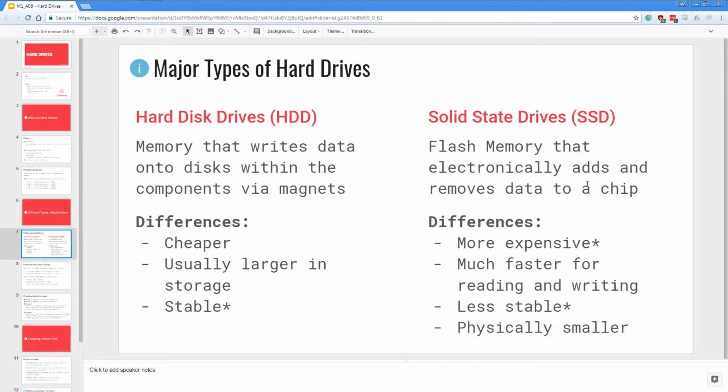Solid state drive is a flash type memory that electronically adds or removes data to a chip. The difference is that it's more expensive, but it's much faster for reading and writing data, and it's less stable with an asterisk and physically smaller. Now to talk about the asterisk, as the technology continuously improves for solid state drives, the stability of solid state drives are actually getting a lot better, so they last quite longer than they used to before, and the prices of solid state drives are actually going down as this technology continuously improves. So given more time, solid state drives might reach a point or be even cheaper than hard disk drives in the future.